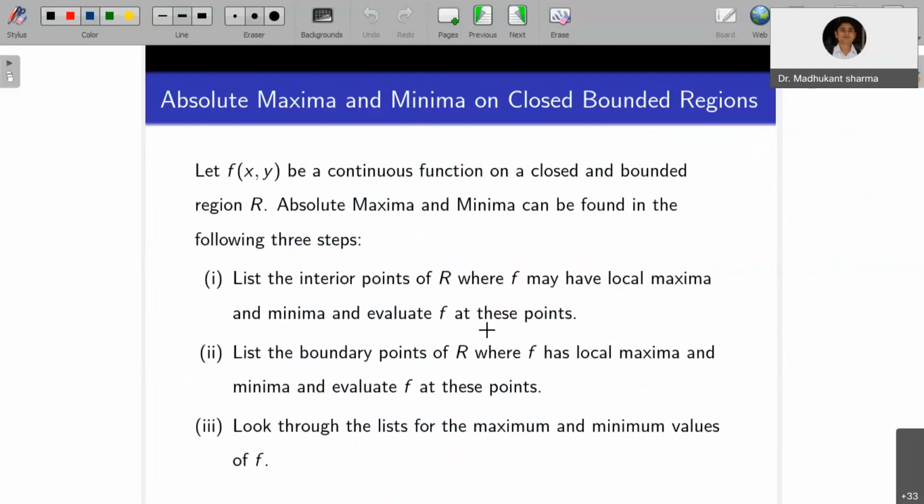Okay. So, like in the case of single variable, we are trying to identify absolute maxima and minima there. Similarly, in this case as well, we can talk about absolute maxima and minima. So whenever we are talking about absolute maxima and minima, we are certainly talking about a closed and bounded region. Unbounded regions we are not considering here.